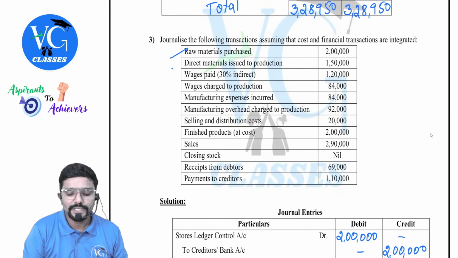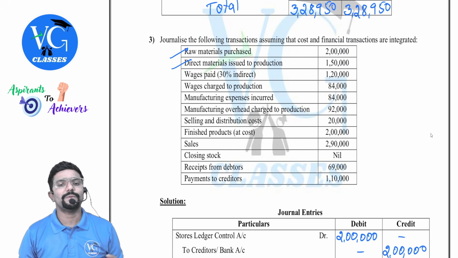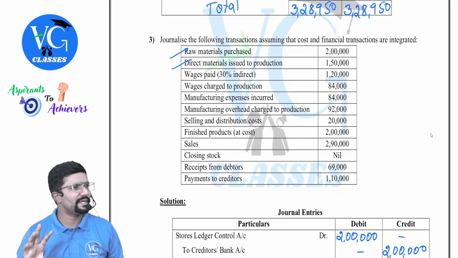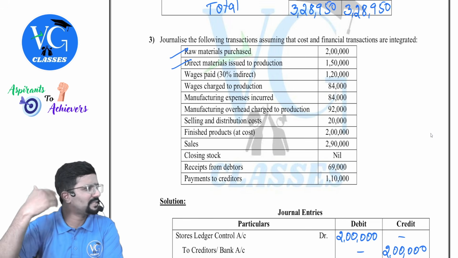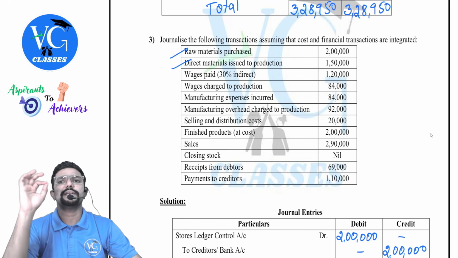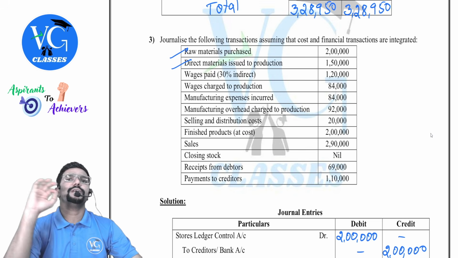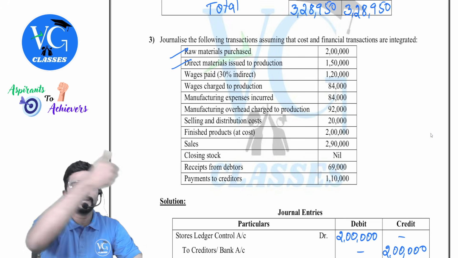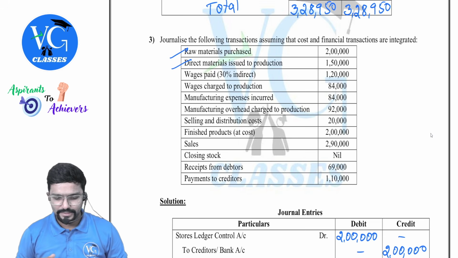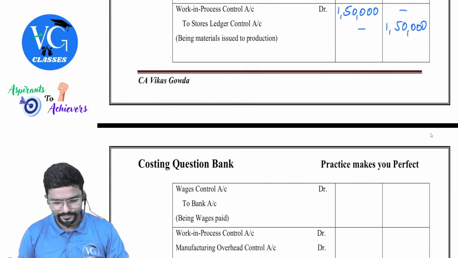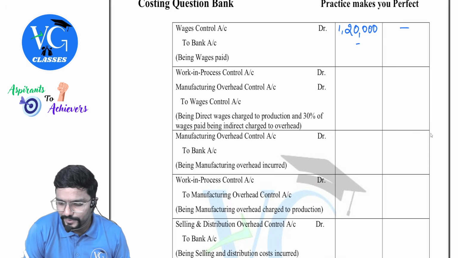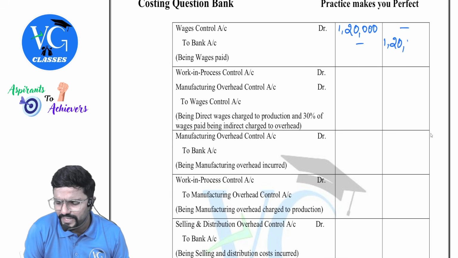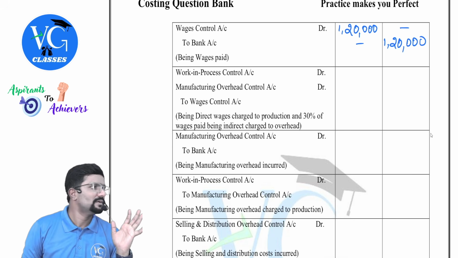Okay, next, wages paid 1 lakh 20,000 total. Direct is 70, indirect is 30, that we will take care of. For incurring or paid, same entry. What is the entry under non-integrated, guys? Wages control to general ledger. Now remove general ledger and bring bank. Wages control to bank, being wages paid. Observe the narration. Keep it as simple as possible.